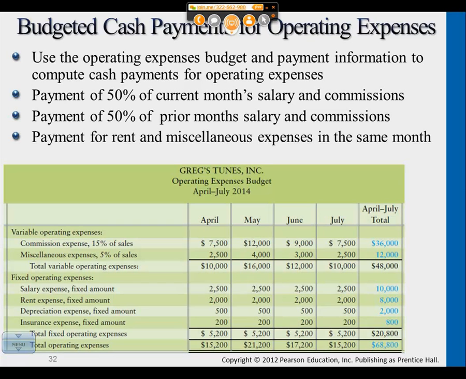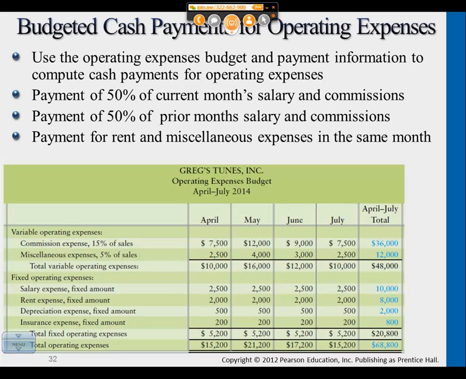So again, we're going to say that 50% of current month's salary and commission, and then 50% of prior month's salary and commission. Just for the simplicity of it, we're going to call it 50%. When you are actually dealing with the problem, it can be anything else. It's not always 50%. And then payment for rent and miscellaneous expenses are in the same month.